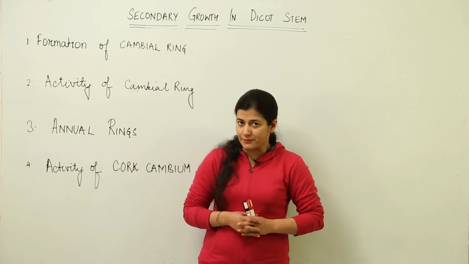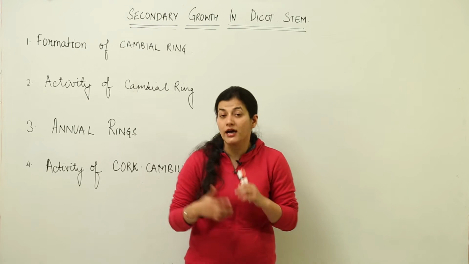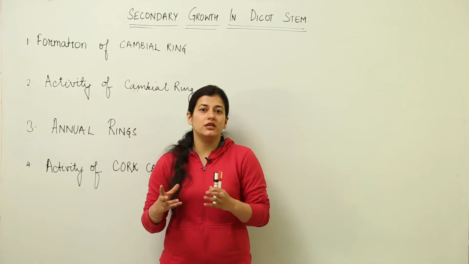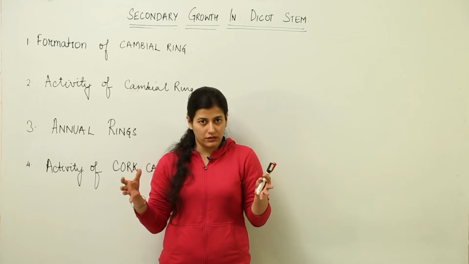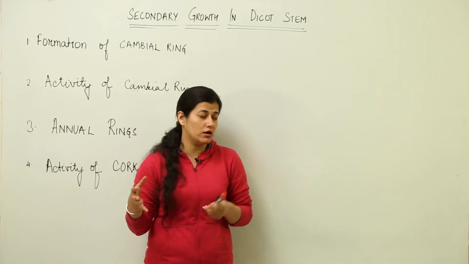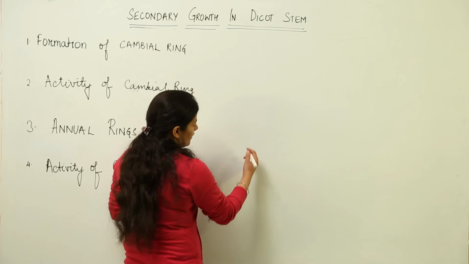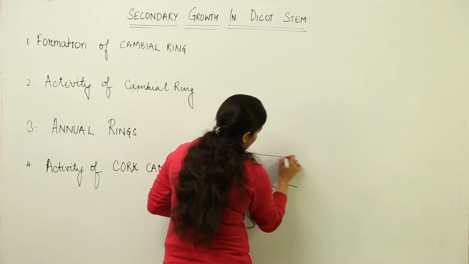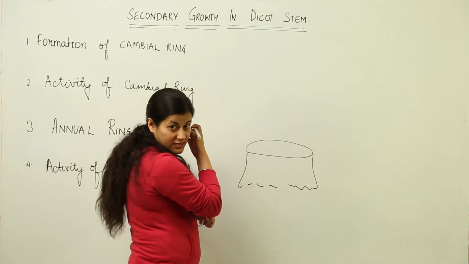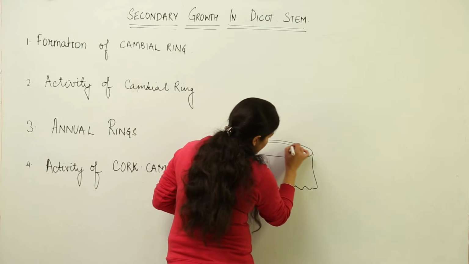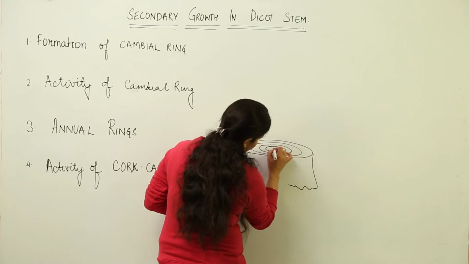Moving on to the next step in secondary growth, we are going to understand what annual rings are and how they are formed. You must have seen a wooden log or a big tree trunk cut like this, or in drawings and other places, that there are concentric rings formed inside the trunk of a tree.